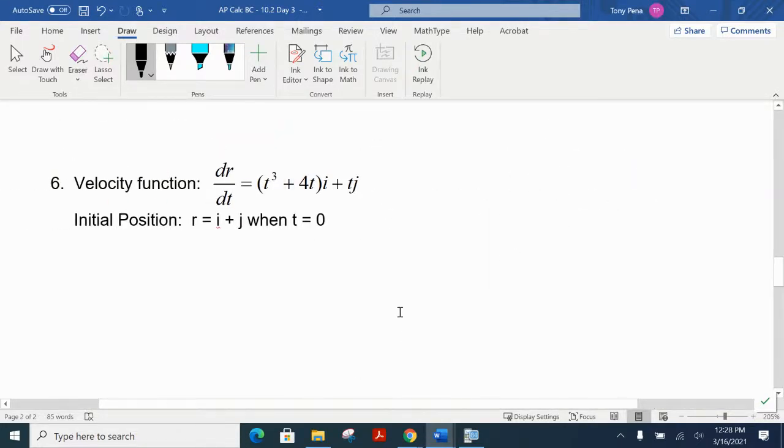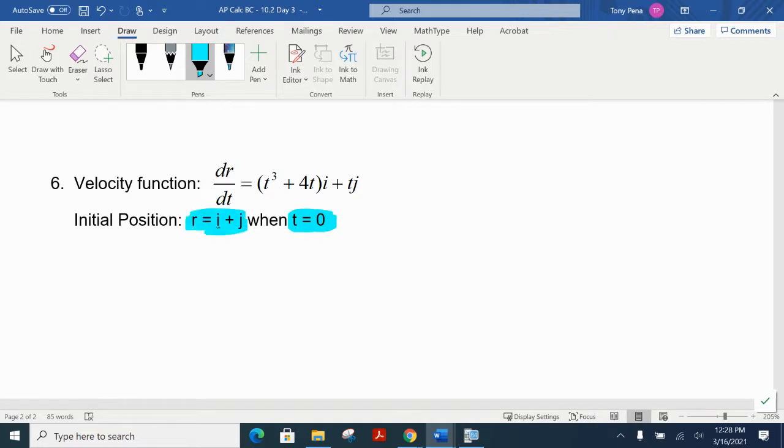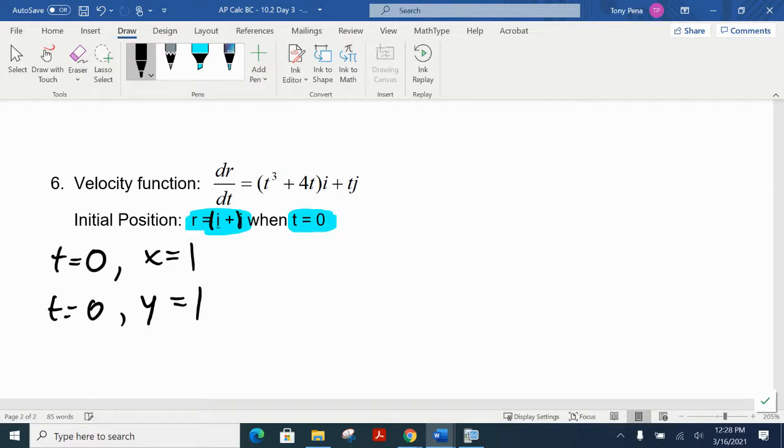All right, so same process here. We'll knock out one of these again. I want you to see a couple of these so that when you see this notation, you understand that at the time of 0, r is equal to i plus j. That's just a different way of telling us that since i has a coefficient of 1, our x position is 1 at the time of 0. Same with our j. Our j does have a coefficient of 1, so that means at the time of 0, our y position was 1. That's our initial position at the beginning of this time.